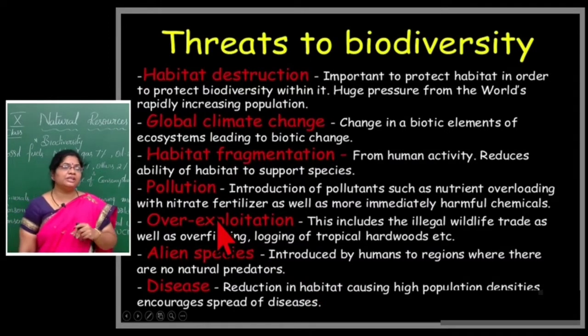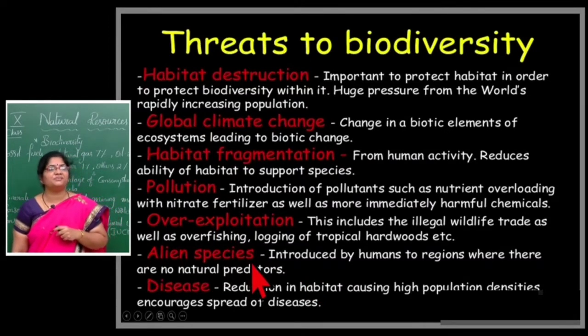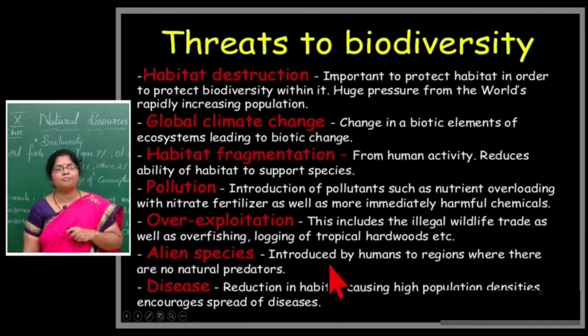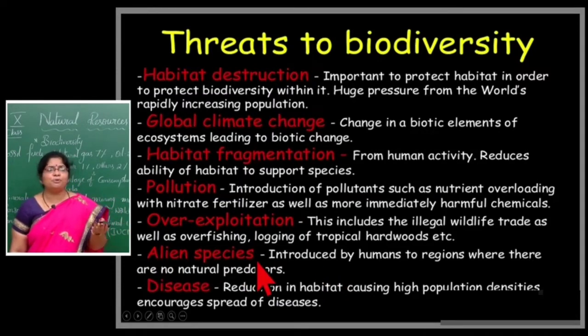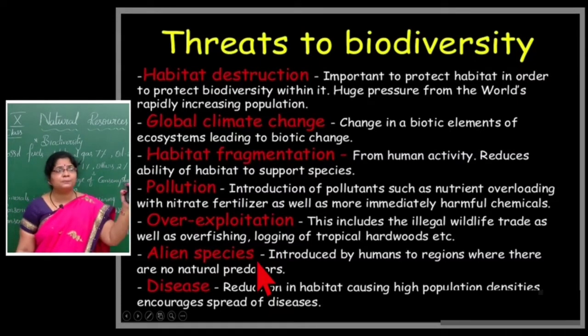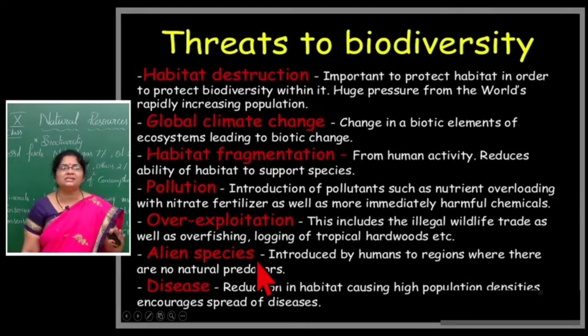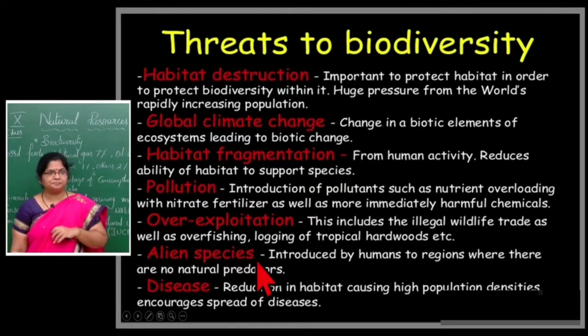Alien species are introduced by humans to regions where there are no natural predators. So we are introducing some kind of new organisms into the environment to control pests or to get high productivity or whatever the reason may be. Some exotic species we are introducing in our areas. Because of those alien species, so many native varieties are going extinct.